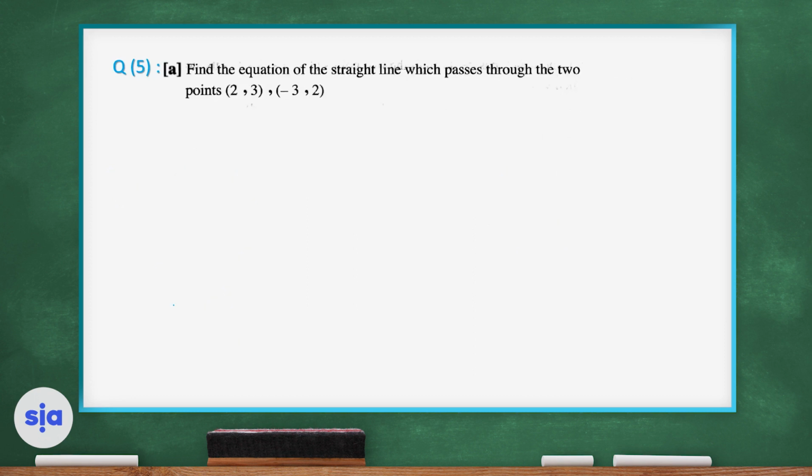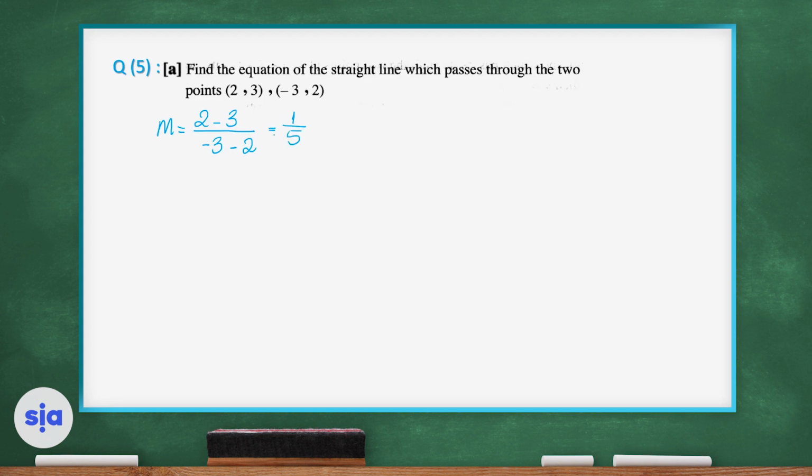Question 5a. Find the equation of the straight line which passes through the 2 points (2, 3) and (-3, 2). In order to find the equation of the straight line, we need first to find the slope. So m equals y2 minus y1 over x2 minus x1. The slope here equals 1 over 5.